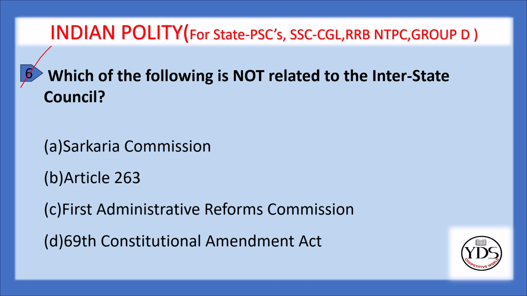Sixth question. Which of the following is not related to the Interstate Council? Option A. Sarkaria Commission. Option B. Article 263. Option C. First Administrative Reforms Commission. Option D. 69th Constitutional Amendment Act. Option D. 69th Constitutional Amendment Act is the correct answer.